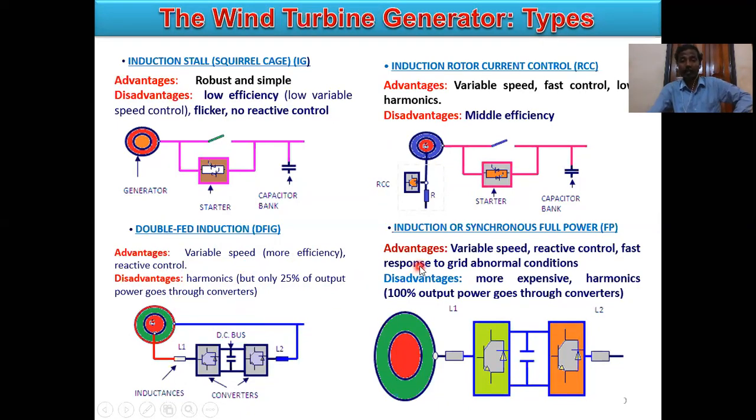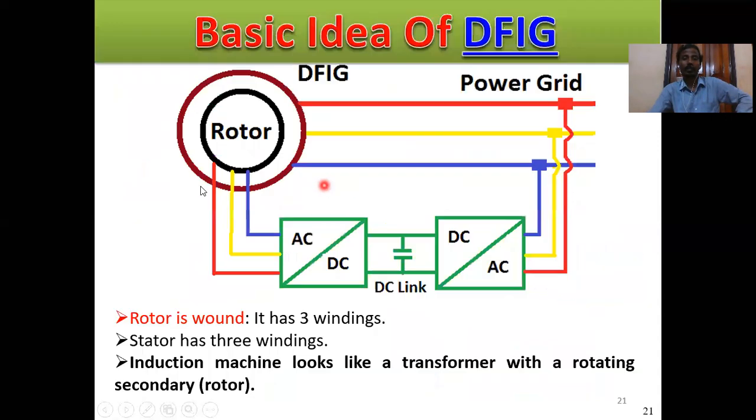And another section, induction or synchronous full power. The advantage is variable speed, reactive control, and fast response to grid abnormal conditions. And what is the disadvantage? More expensive. Harmonics, and 100% of output power goes through the converter. These are the 4 types of wind turbine generator.